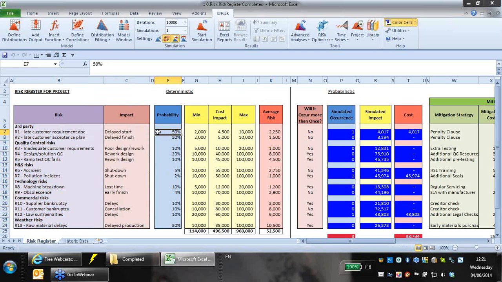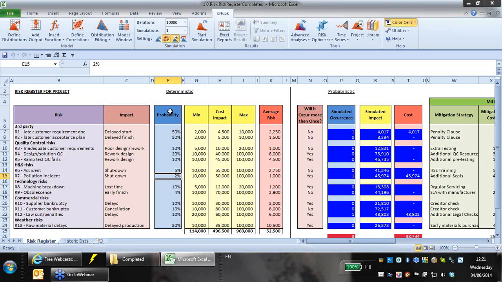When we talk about risk registers, we typically talk in terms of two different dimensions. The first thing we talk about is what the probability is. What's the likelihood that a risk is going to occur in a given time period. So for each of our risks down here, we've got different probabilities, ranging from a 50% probability that this customer is going to be particularly sloppy and give the requirements late, down to a 4% chance of technology obsolescence, whatever that is, or a 2% chance of a pollution incident.